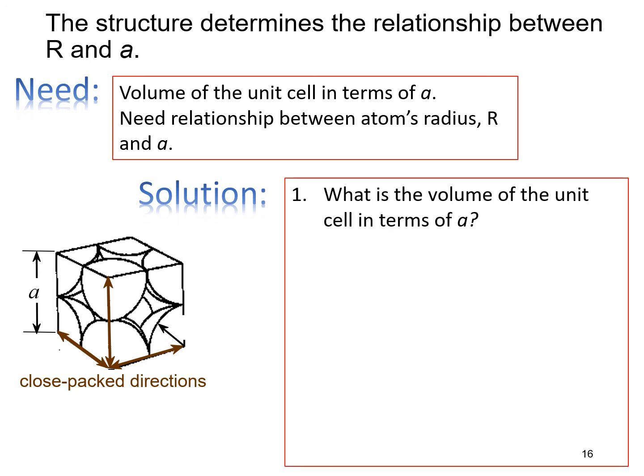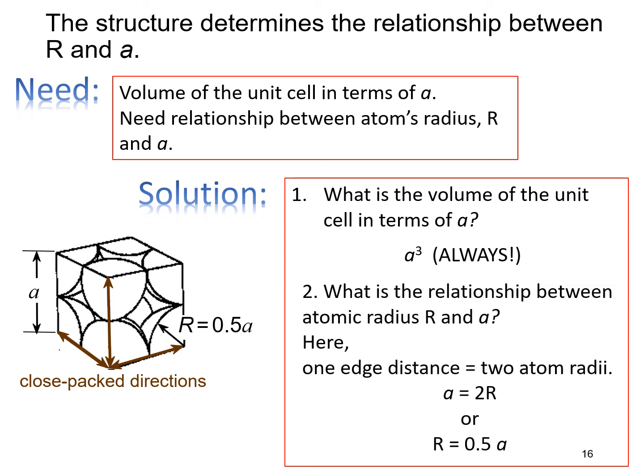So our first question, what's the volume of the unit cell in terms of a? Since the unit cell edge is always of length a, that is pretty easy. Our volume will always be a cubed, no matter which structure we're looking at. And secondly, what is the relationship between the atom radius r and a? Well, here, one edge of our cube has two atom radii within it. That's our close packed direction. Therefore, a, the edge of the cell, is equal to 2r, or r equals half times a.